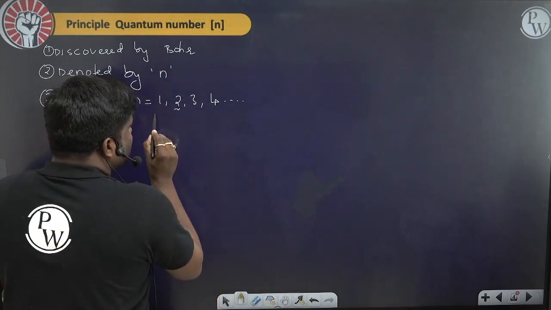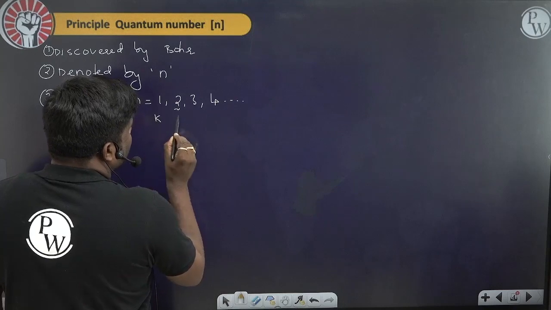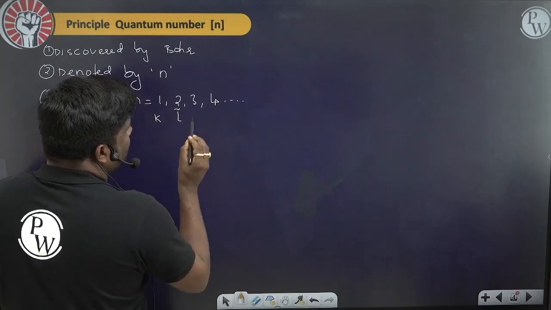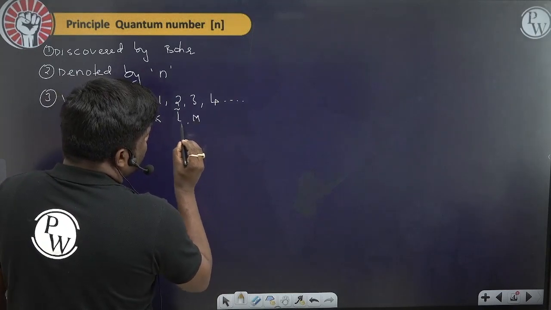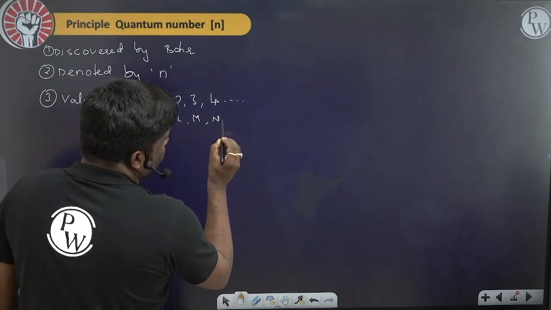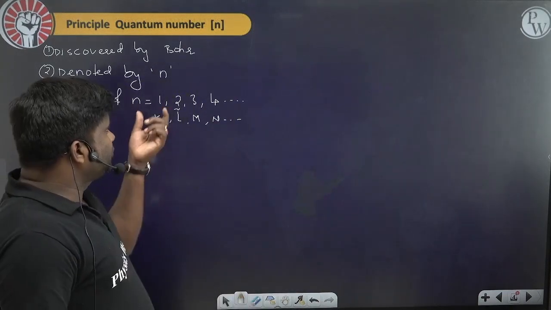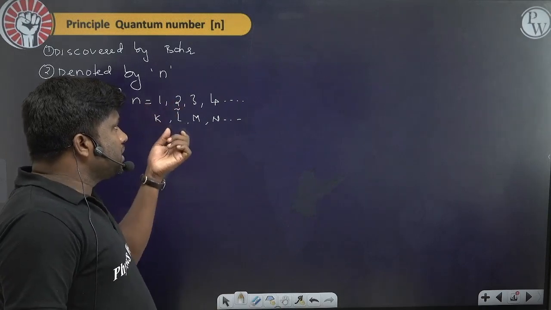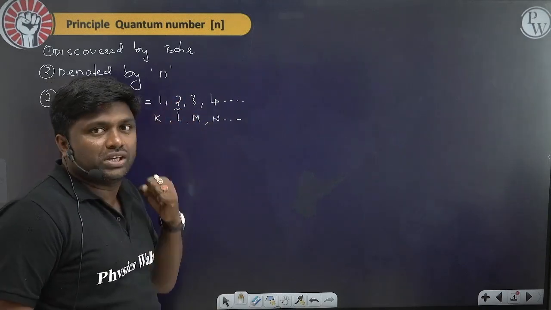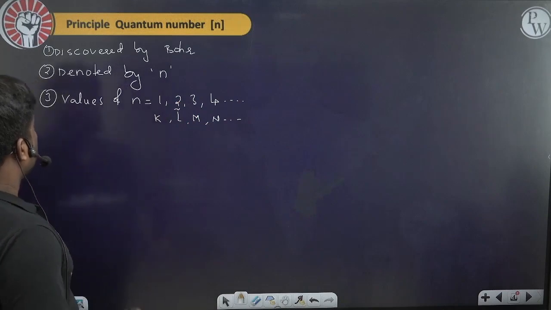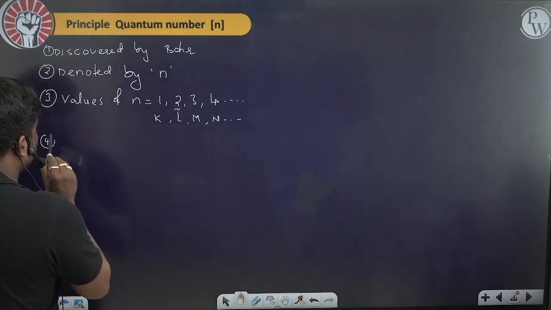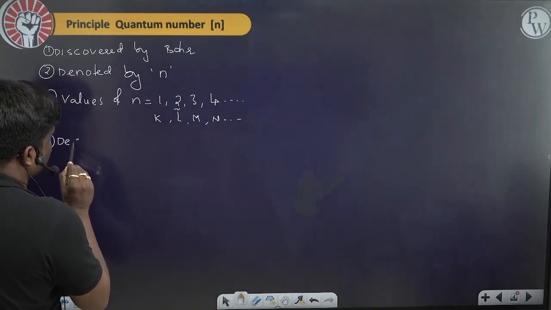And 1 is also indicated with K, 2 is also indicated with L, 3 is also indicated with M, and 4 is also indicated with N, and so on. So the first shell or K shell, second shell or L shell, third shell or M shell, fourth shell or N shell.